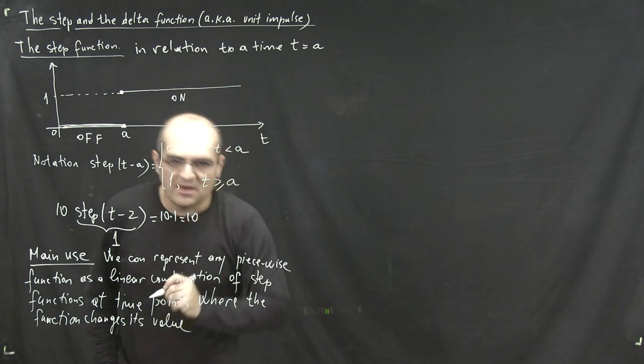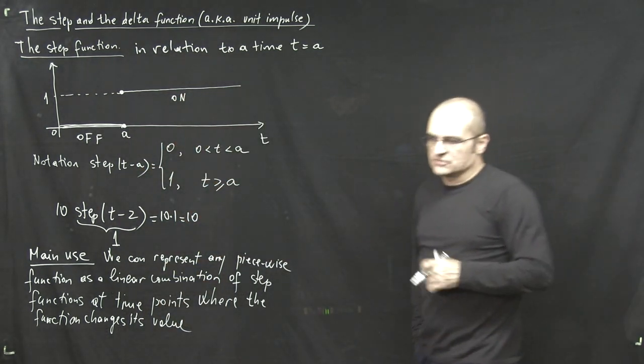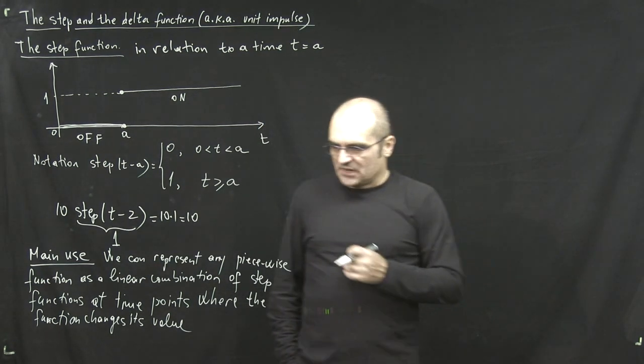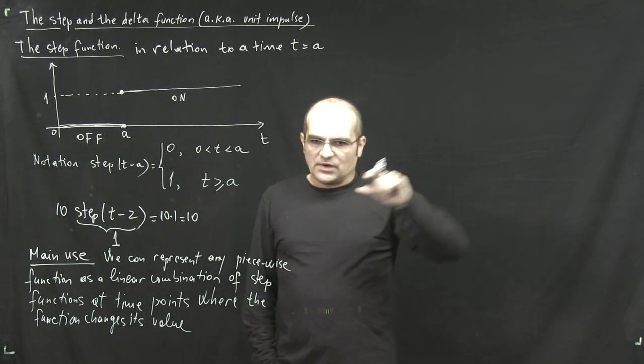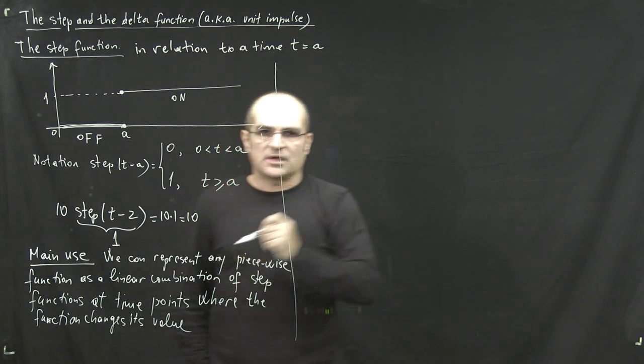So make sure you write down the main purpose, because it'll make more sense once you go back to this idea, once you see the example. So the main use of the step function is that we can represent any piecewise function as a linear combination of step functions at time points where that function changes its value. So let's actually go over a quick example to illustrate this.